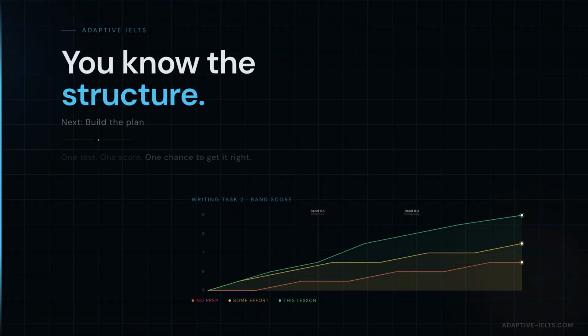You now know the structure. In the next phase, we build the plan, sentence by sentence. Adaptive IELTS.